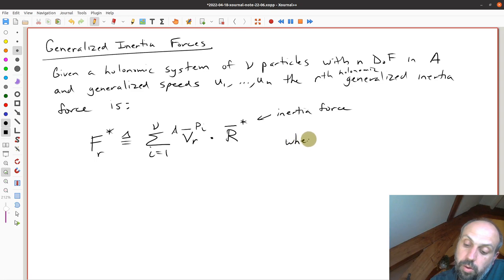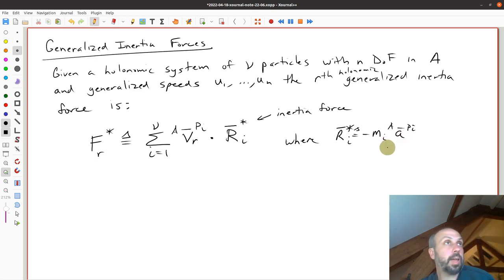And R star is defined as minus m, the mass of the ith particle, times the acceleration of that particle in reference frame A. Right. So this is the force due to the inertial effects, right? So the mass times acceleration is the force due to the acceleration, and has to be equal to those externally applied forces, which come from the generalized active forces. All right.